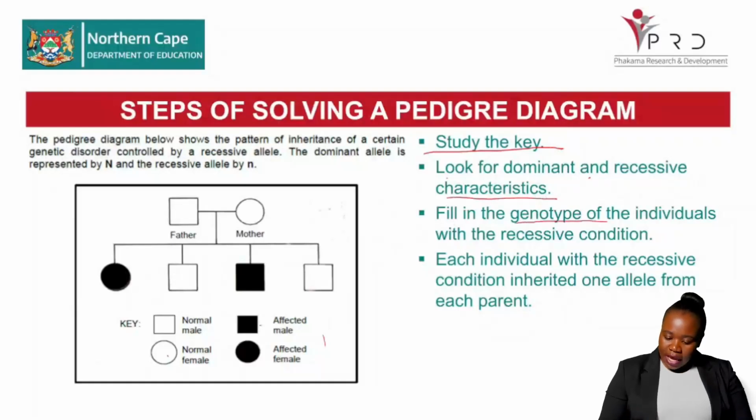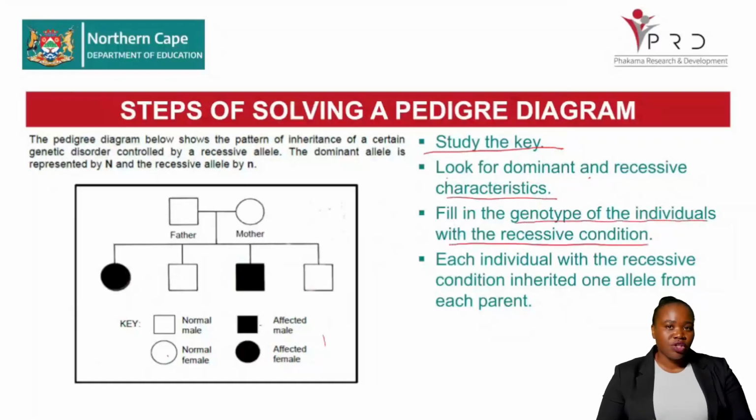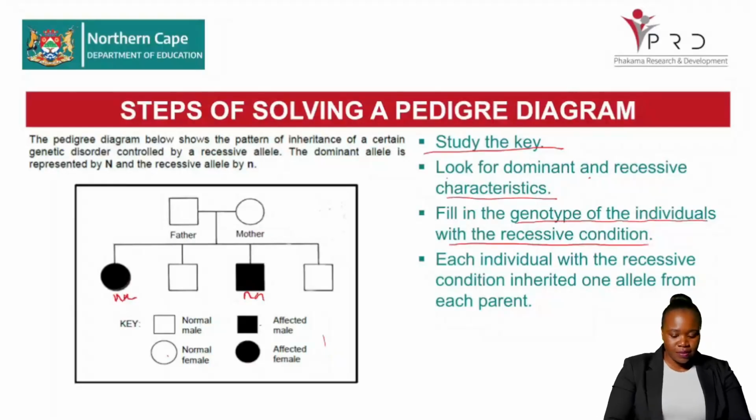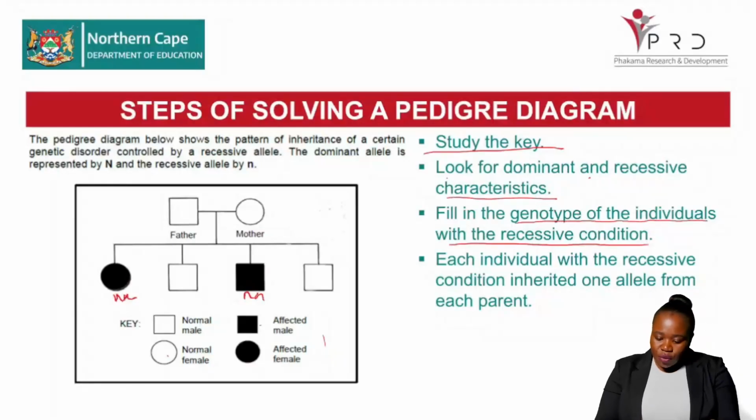Fill in the genotype of the individuals with the recessive condition. Here, which individuals have the recessive condition? The ones that are affected, right? So the ones that are affected have the recessive condition. We will then fill in those 2 because we are sure about those. Now, each individual with the recessive condition inherited one allele from each parent, right? Obviously here it means that the parents have at least one recessive allele.